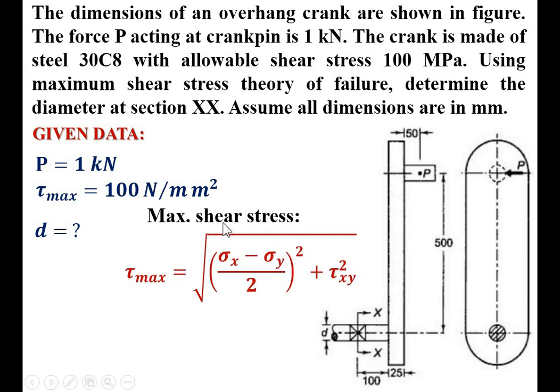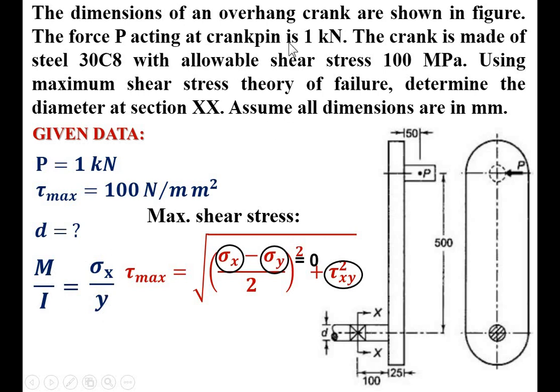As you know, maximum shear stress tau max is equal to this equation. If I want to find tau max, then I have to find sigma x, sigma y and tau xy. But you know that sigma y is equal to 0 because there will be no stress in the y direction. And sigma x is the bending stress, and to find it I can use the fundamental equation of bending: M by I is equal to sigma by y.